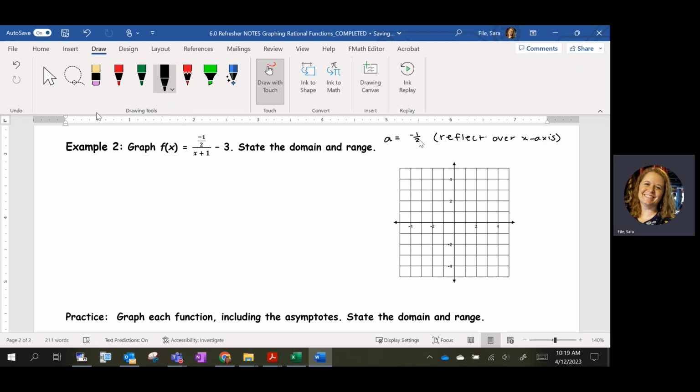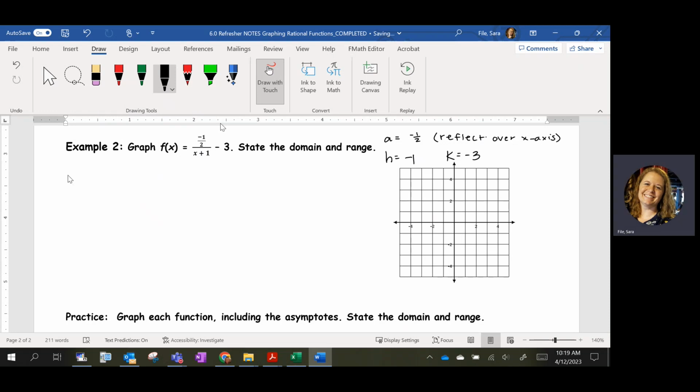And then the fact that it's 1/2, it's less than 1, it's between 0 and 1, that's going to compress it vertically. So this is actually going to be reflected and vertically compressed, but the vertical compression we're not real worried about. What is my H value? Yeah, it's going to be a negative 1 again because we have a plus. So remember, it has to be the opposite sign. And then my K value is that negative 3.